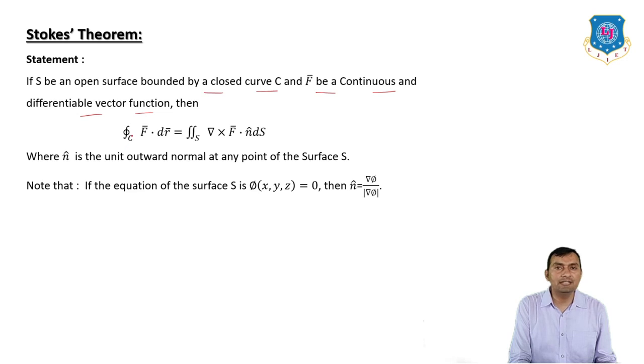then the closed integral of F(r) dot dr, or we can say the circulation, will be the same as the double integration over the surface S of curl of the vector field F(r) dot n cap dS, where n cap is the unit outward normal at any point of the surface S. And if the surface is given as phi, then from this you can find the unit normal vector n cap equal to grad phi divided by its length.